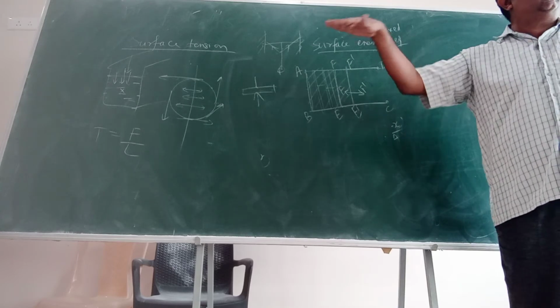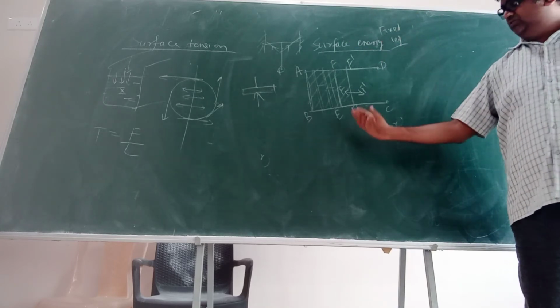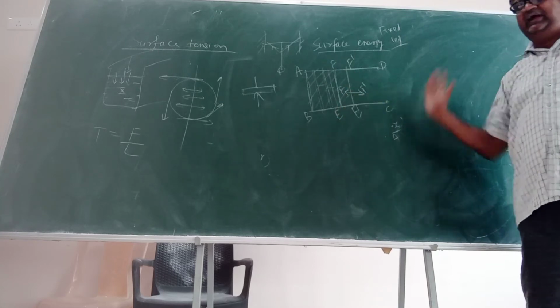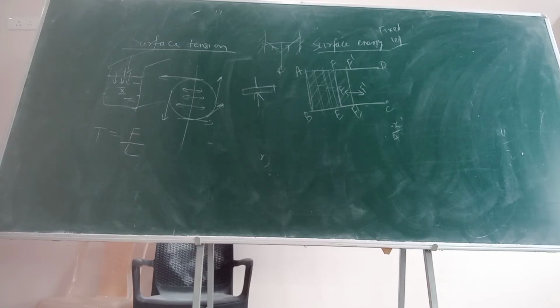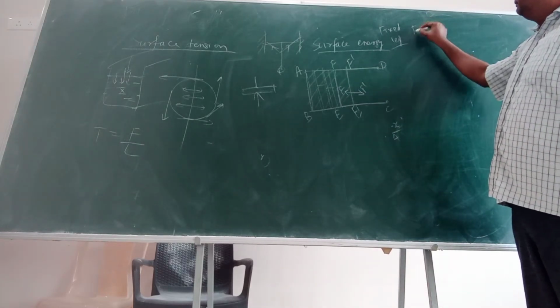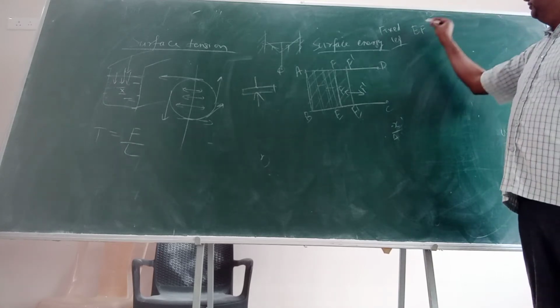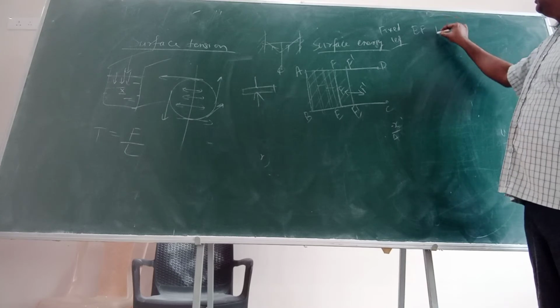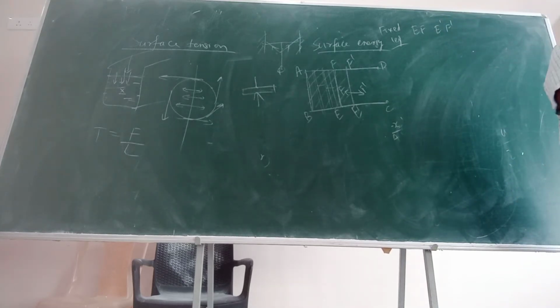It was opposing it. But you did some work. That's why it moved from EF to E dash F dash. Is this point clear? At some point of time, say in some BC, this was at EF. A thousand years ago it was at EF. Now it has reached E dash F dash.